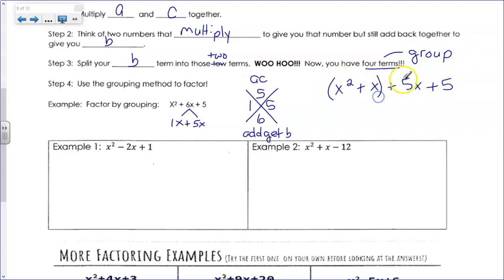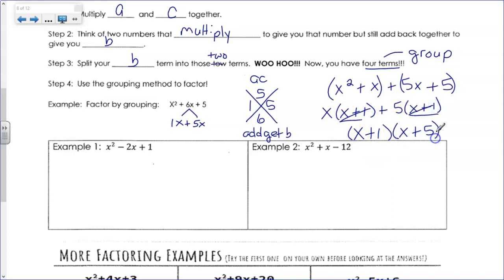We can group the first 2 terms, group the last 2 terms, and look for the GCF. The GCF here will be x, and that will leave me x plus 1. GCF here is 5, x plus 1. Now I can underline what's exactly the same and take that out, and then write down my remainder. And that's going to be it for today. So there's multiply, find what your B can split into, and then do what we did yesterday.